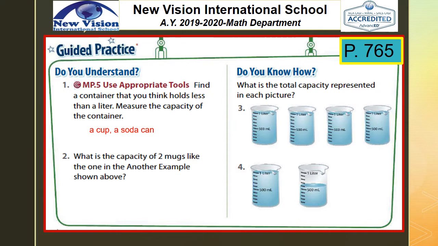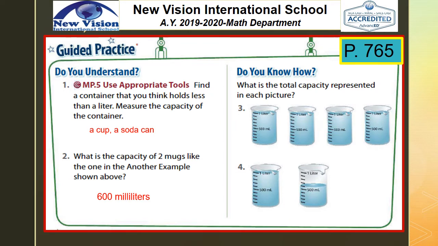What is the capacity of 2 mugs like the one in the other example shown above? Okay, look at the other example. What is the capacity? If one mug is 300 milliliters, and you have 2 mugs, what is the capacity now? It's going to be 300 plus 300, so it's 600 milliliters. Very good.